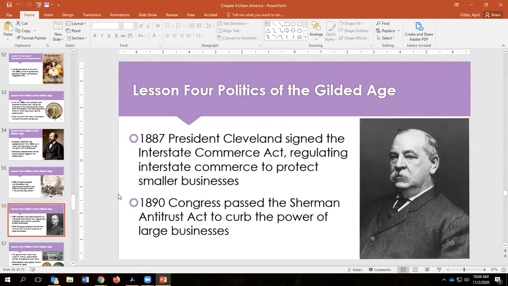In 1887, President Cleveland signed the Interstate Commerce Act, which regulated interstate commerce to protect smaller businesses. And by interstate commerce, they mean business between the states. In 1890, Congress passed the Sherman Antitrust Act to curb the power of large businesses.